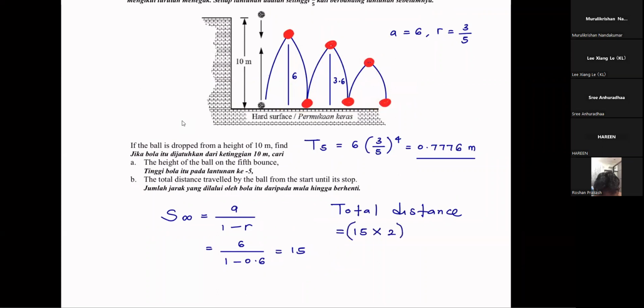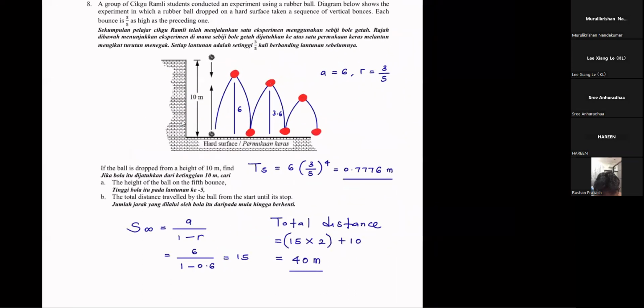Dan jangan lupa ada satu tempat kita tak guna. Ini 10 ni. So 10 ni bola tu jatuh daripada 10 tu. So plus with the 10 meter there. So what's your final answer? 40 meter. This is your total distance traveled by the ball. So habis settle the answer.